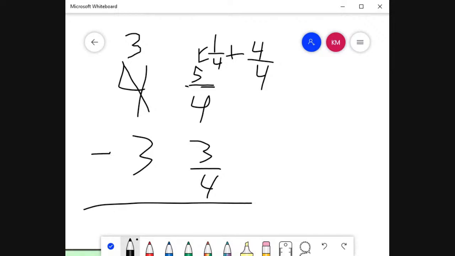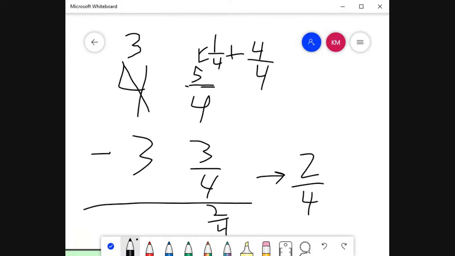Now I can subtract. So 5/4 minus 3/4 gives me 2/4. And of course, 3 minus 3 leaves me with 0. So my answer is 2 over 4.